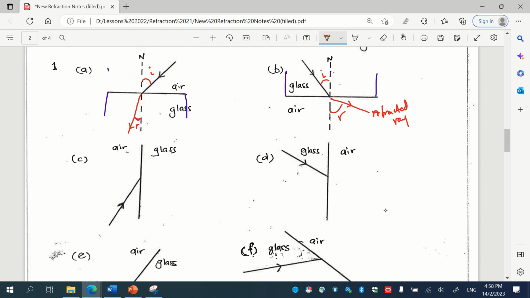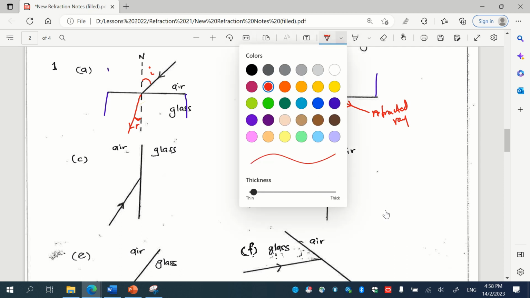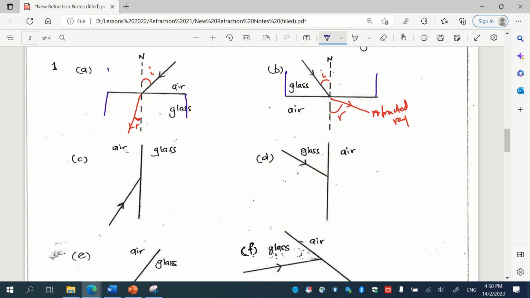Now, second diagram, C and D. Now I change the position of the glass to vertical. The position of the glass becomes vertical. What does it mean? It means now the glass is like that. Okay, the glass is like that, and your air is entering the vertical glass in this format, this position.